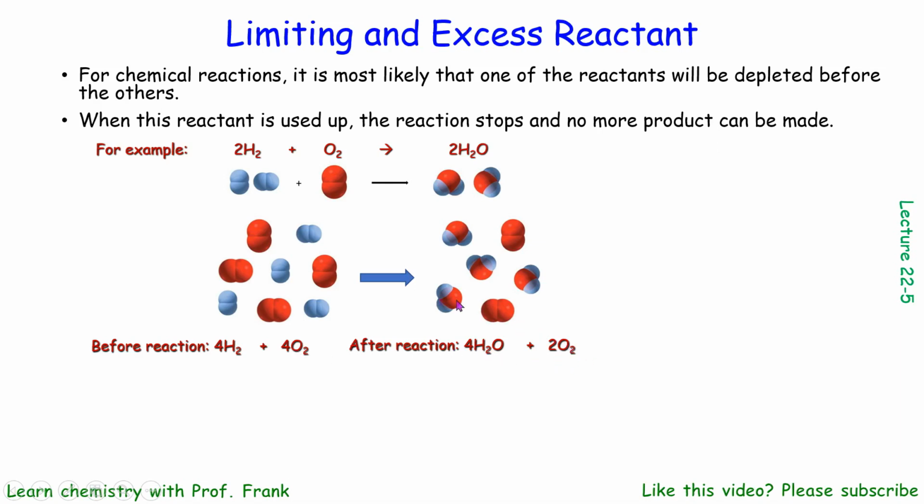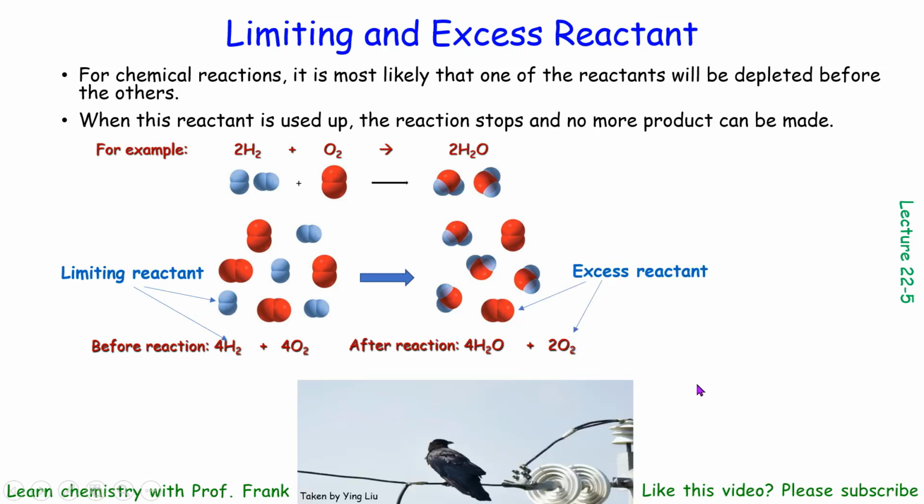Okay, now you see which one is used up. In this case, hydrogen is used up. So therefore, hydrogen is a limiting reactant. And what still do you have left over? Oxygen. Okay, so therefore, the limiting reactant is hydrogen. And then the excess reactant is oxygen. That's how you understand the limiting and excess reactant.